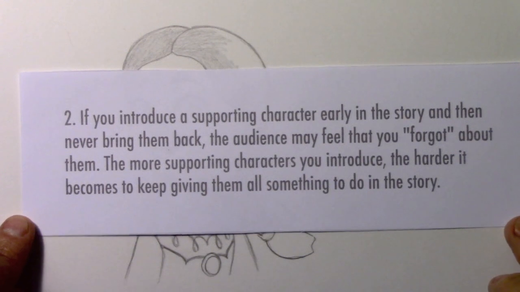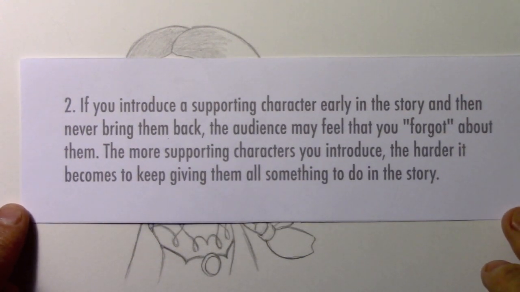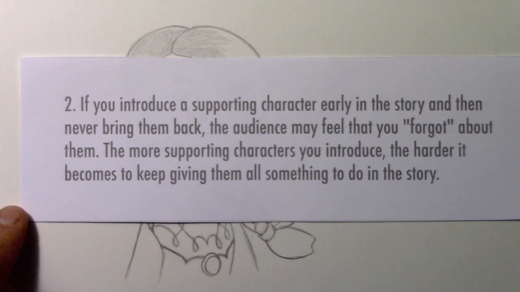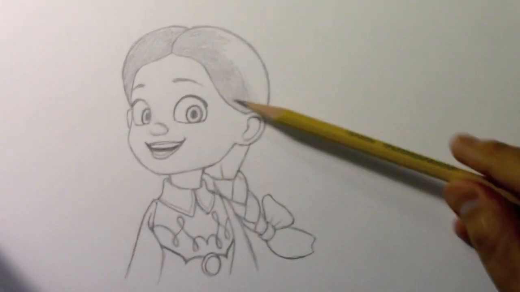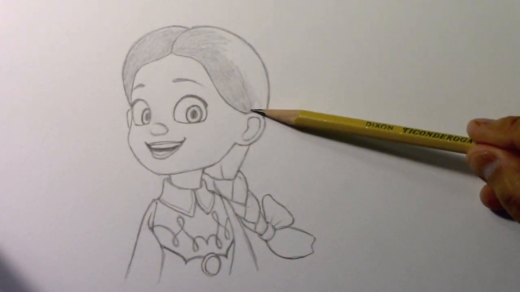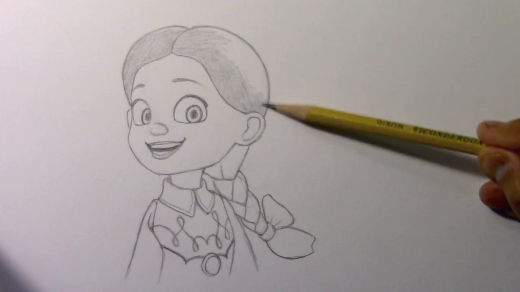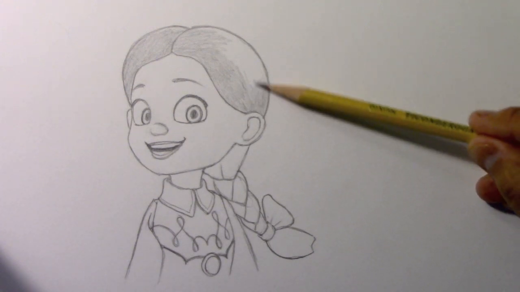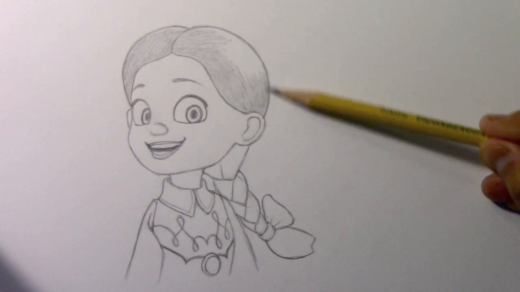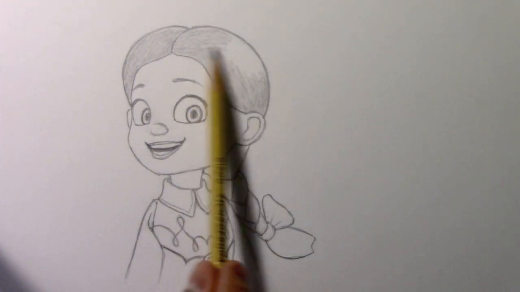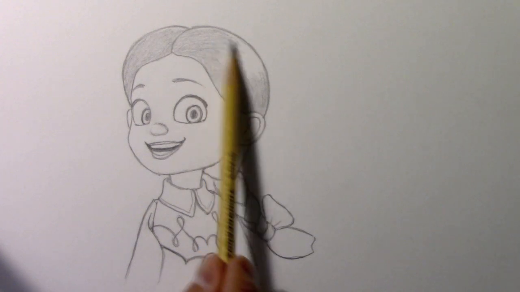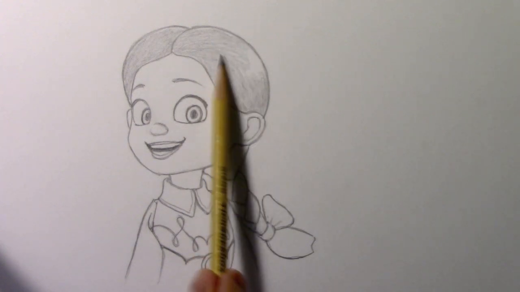If you introduce a supporting character early in the story and then never bring them back, the audience may feel that you forgot about them. The more supporting characters you introduce, the harder it becomes to keep giving them all something to do in the story. There is an expectation that once you introduce a character, you will bring them back, and not just have them be isolated in that first scene or second scene or wherever you had them. This does not apply to minor characters, and I may do a separate video about truly minor characters who can just pop in for one brief little scene and be gone. But just another thing to be aware of.